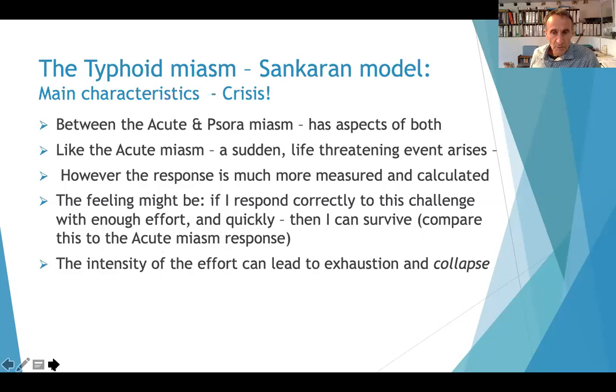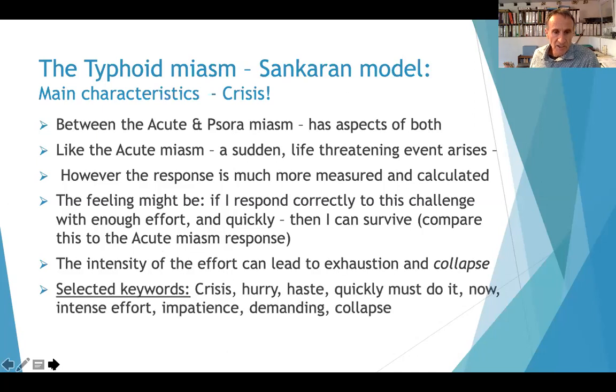If one is constantly faced with challenges that one responds to in a typhoid-like way, it does lead to exhaustion and collapse. One of the big groups of remedies we'll see later on is the acid group. Most of the acid remedies, except for nitric acid, could be considered to fall into the typhoid miasm. We know that the acid group has a sensation of worn out, exhaustion, collapse, used up all my energy, no more fizz left in me. So we've seen words like crisis, hurry, haste, I must do it now, and ultimately collapse could be part of it as well.